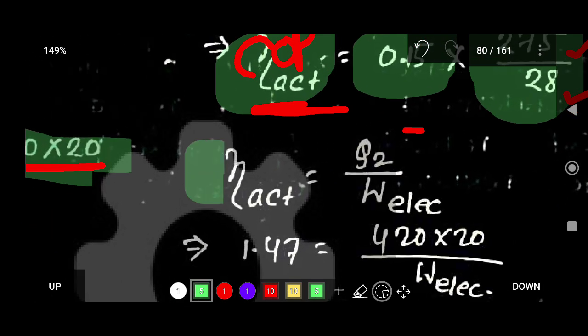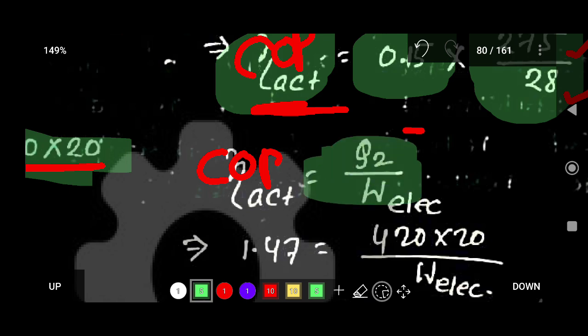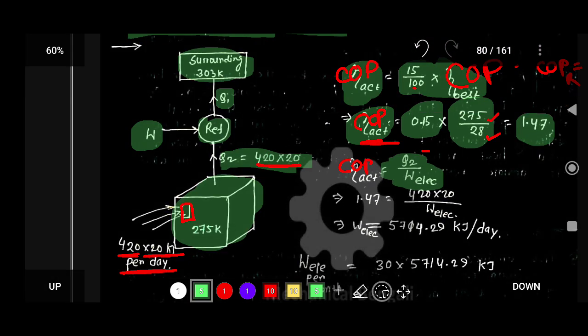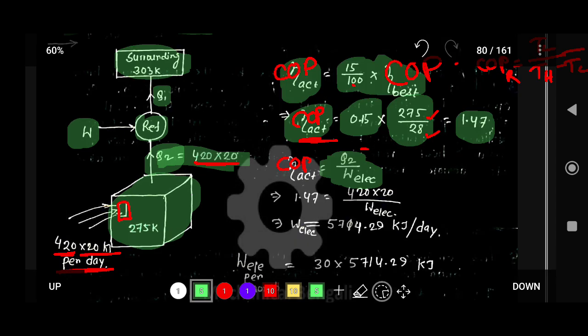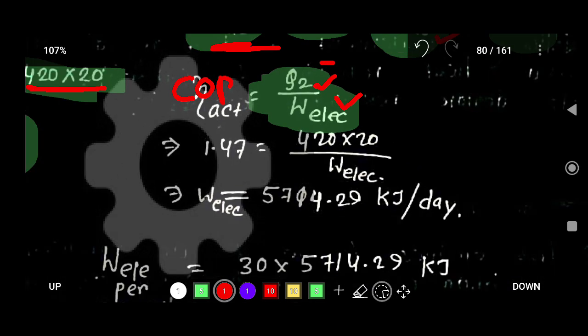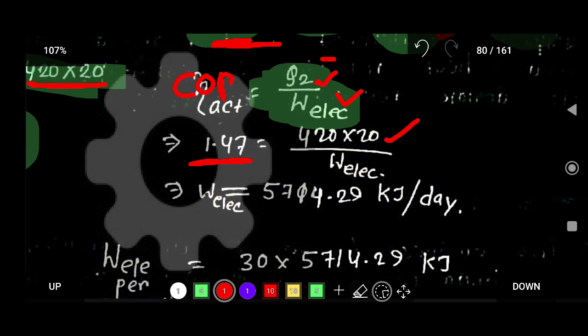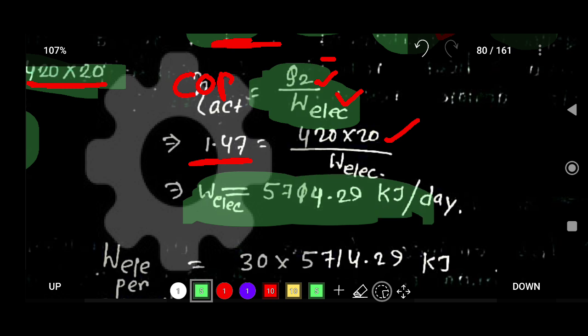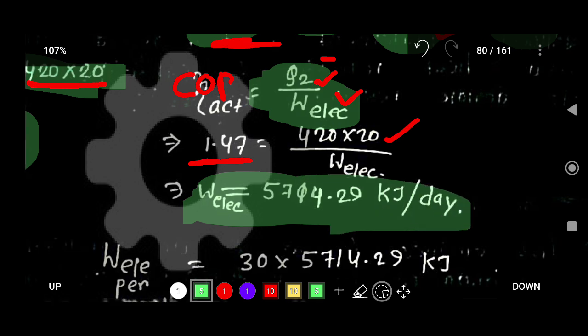The actual COP is equal to the output cooling effect by the energy input. The cooling effect is Q2, and the energy input is W, so COP is Q2 by W. The COP is 1.47, and the cooling effect is 420 into 20 by W, the electrical input. From here you can get W, which is equal to 5714.29 kilojoule per day.